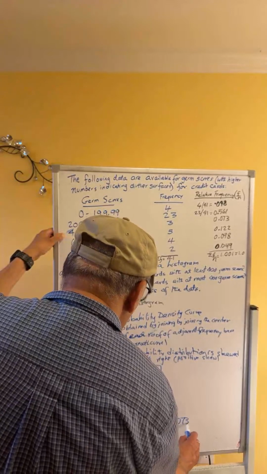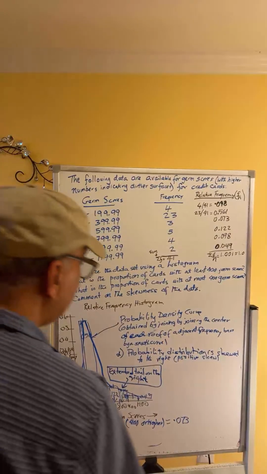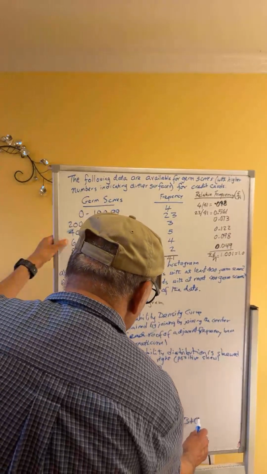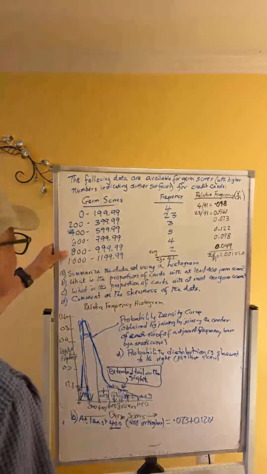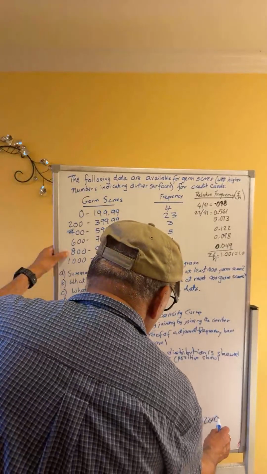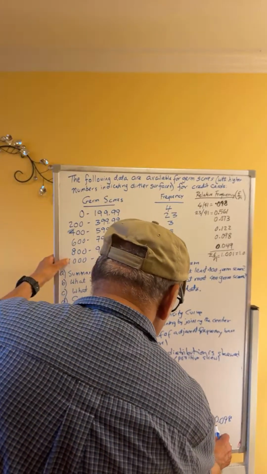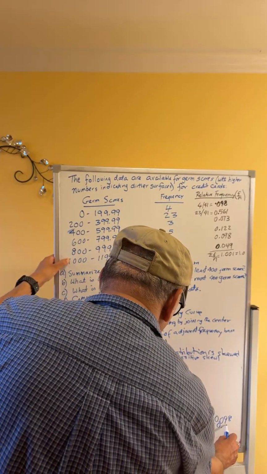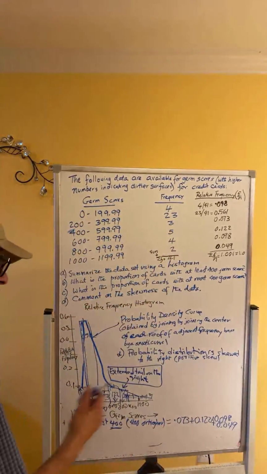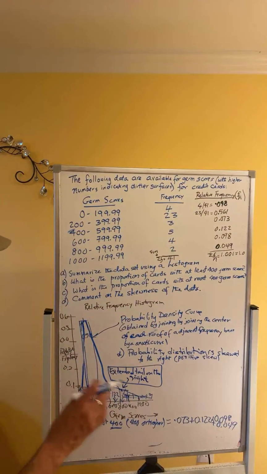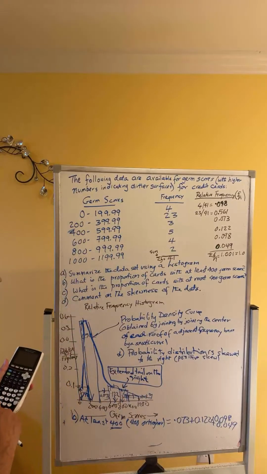So it is 0.073. That is the relative frequency of the first class, beginning with 400, then 0.122, then 0.098, and don't forget the last class, which is 0.049. So this is the proportion. You get a decimal value. If you multiply it by 100%, you get the percentage of cards with at least 400 germ score.